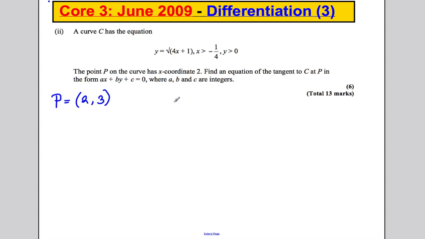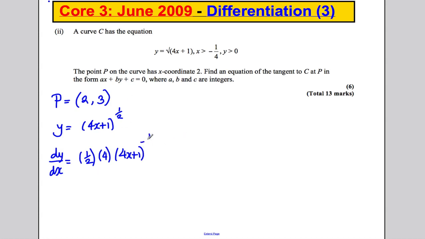Next, we want to be able to differentiate this to work out the gradient function. So y is this here, but in order to differentiate, write it as a power. So we would write that as (4x + 1) to the power of a half. So let's differentiate. dy/dx is therefore, bring down the exponent a half, differentiate the bracket and get 4, keep the bracket as is, and reduce the power by 1, negative a half. Tidying that up, half times 4 is 2, so you would get 2(4x + 1) to the negative a half.